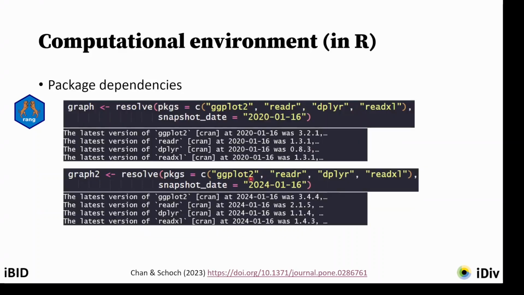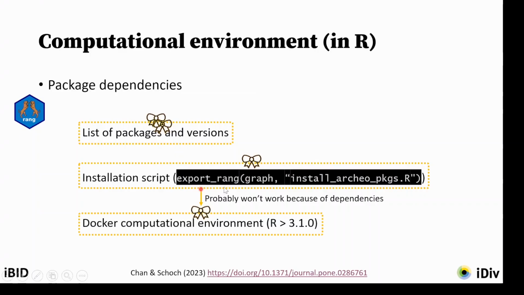This output here of the resolve function, they call this a graph of dependencies. And you can use the export renv function to create an installation script for R that is going to install all those old versions of those packages. But the authors of renv already caution you that this installation script probably won't work because of dependencies that the libraries will have, that your system should have, that you should address, and renv simply cannot.